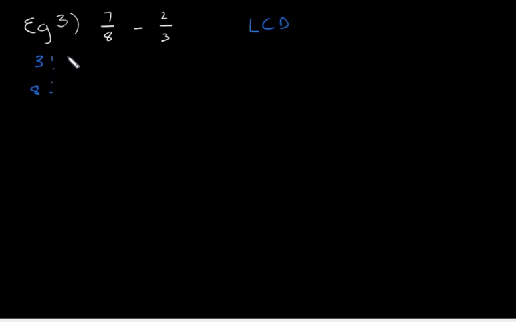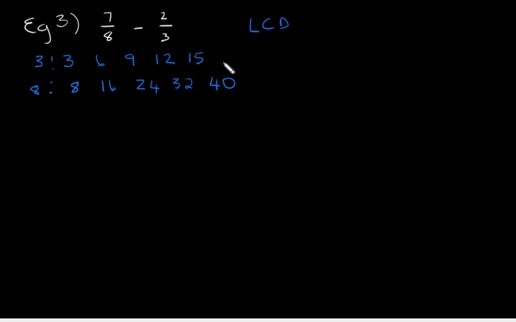The first 5 multiples of 3 are 3, 6, 9, 12, 15. The first 5 multiples of 8 are 8, 16, 24, 32, and 40. So let's have a look at this. Is there anything in common? There's nothing in common. So what do we do?